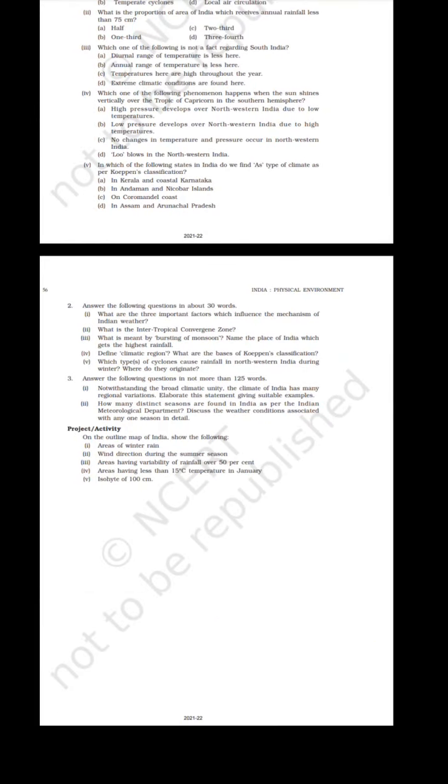Answer the following questions in about 30 words. What are the three important factors that influence the mechanism of Indian weather? What is the intertropical convergence zone? What is meant by bursting of monsoon? Name the place of India which gets the highest rainfall.